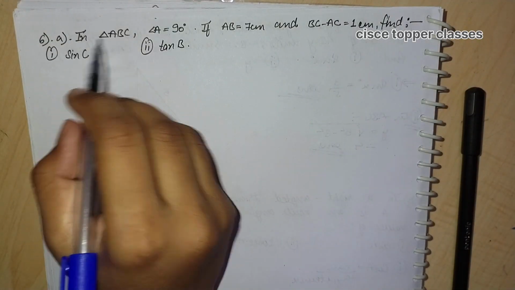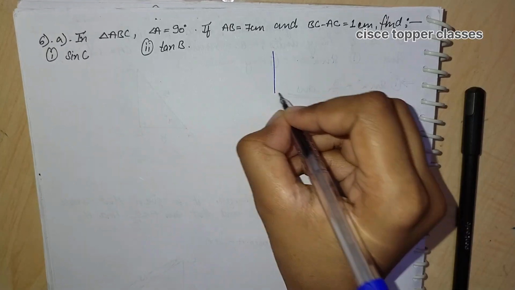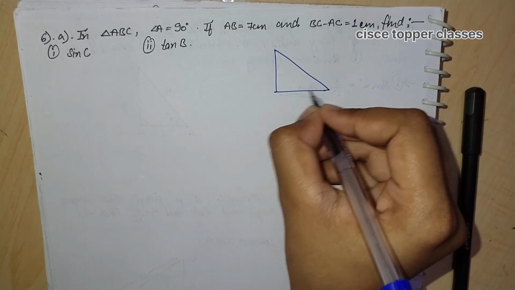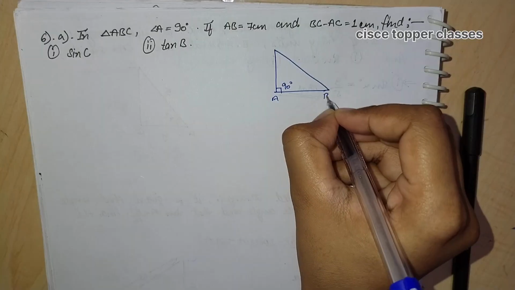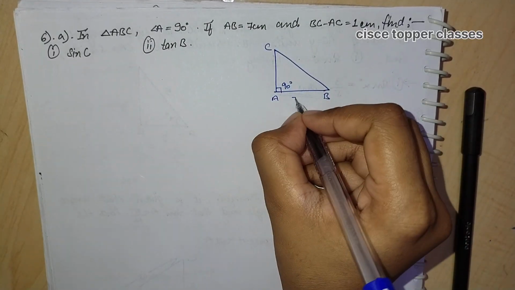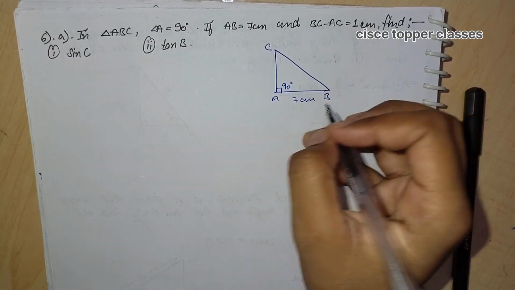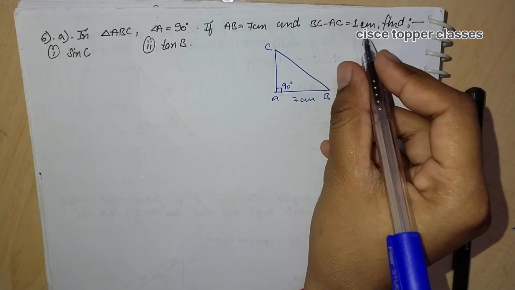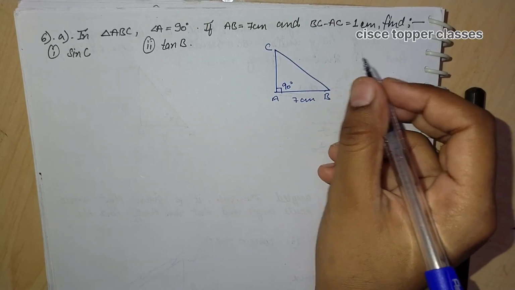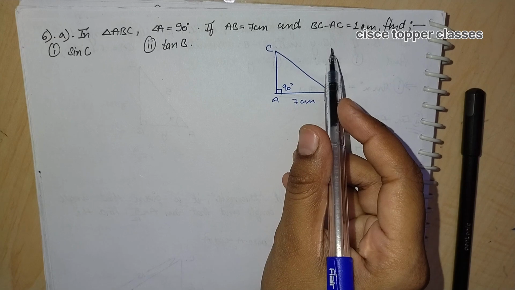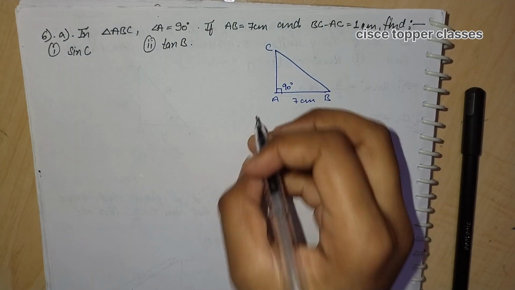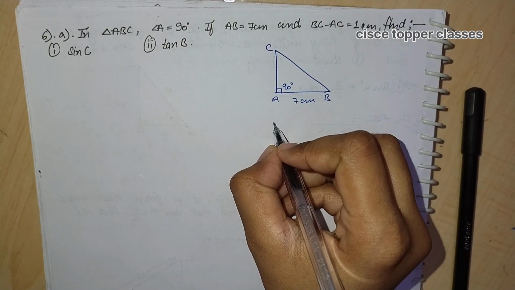Solve the sixth question, first part. In triangle ABC, angle A is equal to 90 degree. Let this angle A be 90 degree. If AB is 7 centimeter and BC minus AC is equal to 1 centimeter, then find sin C. BC minus AC is 1 centimeter.